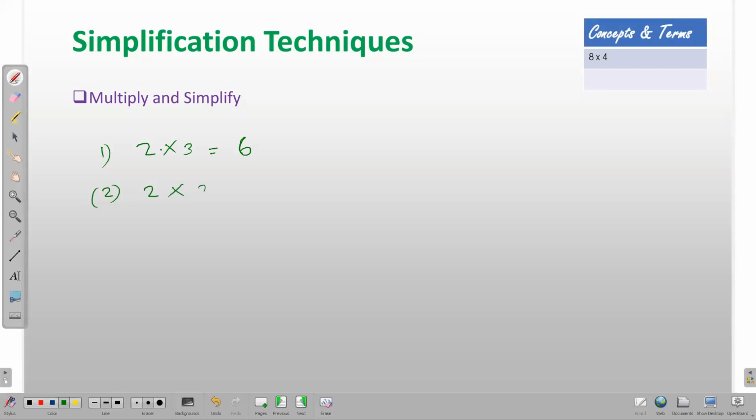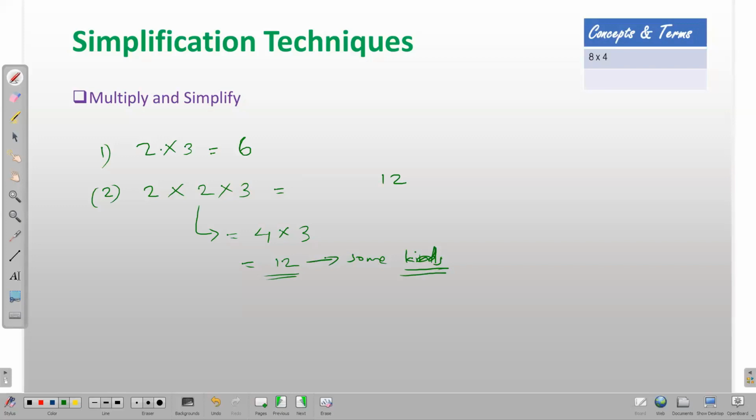So 2 times 2 times 3, what will you write? 12. You know what some kids write? Some kids will write 2 into 2, 4, times 3, 6, then they will write 12. Some kids will write like this also.